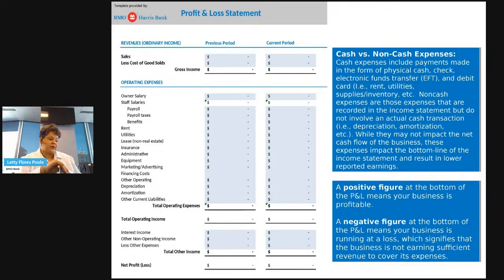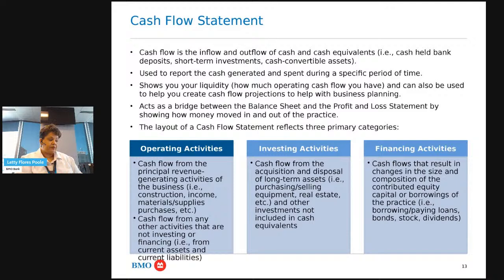We're now going to go into the third financial statement that we mentioned, which is your cash flow statement. Cash flow is the inflow and outflow of cash and cash equivalents, i.e. cash held at a bank, deposits, short-term investments, or cash that can be converted into assets. It's used to report the cash generated and spent during a specific period of time. It shows you your liquidity, how much operating cash you have, and it can also be used to create cash flow projections to help with business planning.